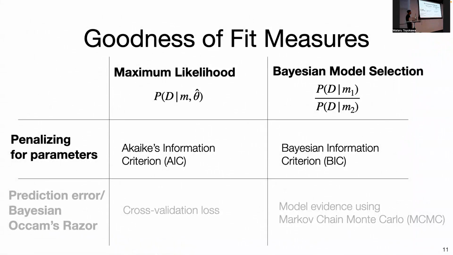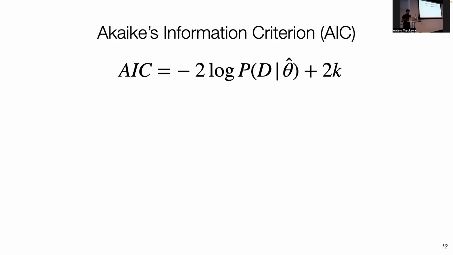So I'm going to start first with this kind of approach where we penalize for parameters, and I'm going to talk about both the theoretical interpretation and the actual practice of computing AIC and BIC. I'm going to start first with AIC, which is Akaike's information criterion. This is the formula here, and I'm going to break it down.